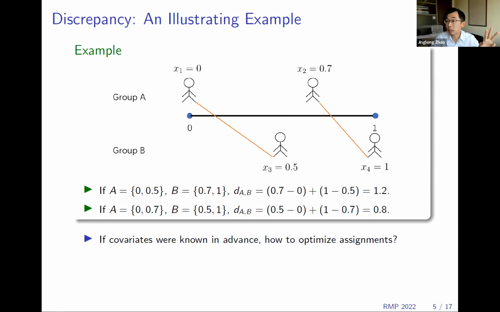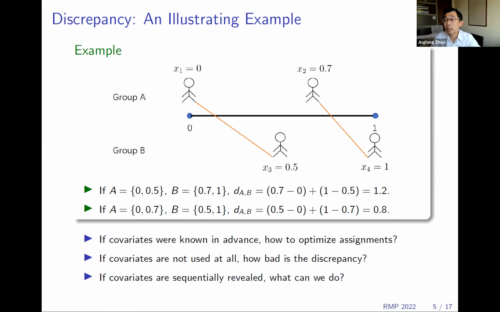So there are three questions that might come to our mind. The first question is, if all the user covariates are known in advance, how do you do this partitioning, how to do this blocking? The second question is, if you do not use any of the covariates, but just randomly do the treatment and control partitioning, then how bad is the discrepancy going to be? And the third question is, if all the covariates are sequentially revealed, then what can we do? Which is the primary focus of this work.